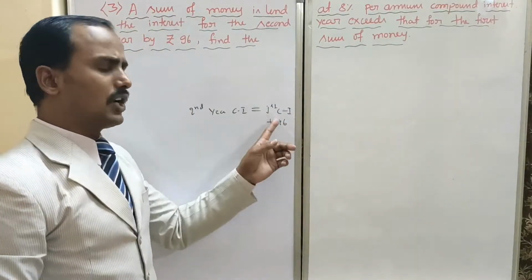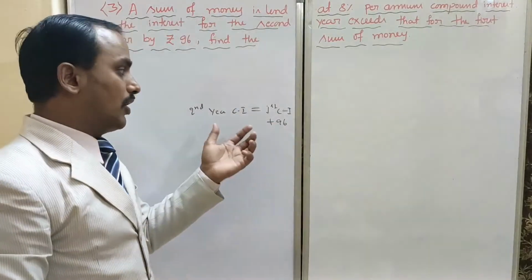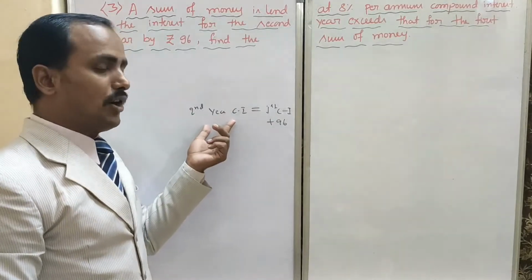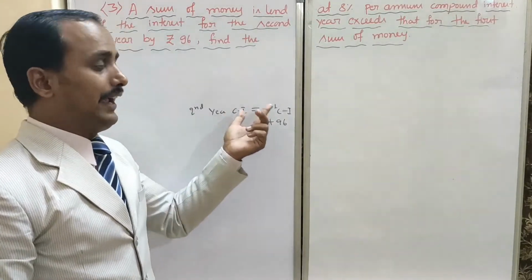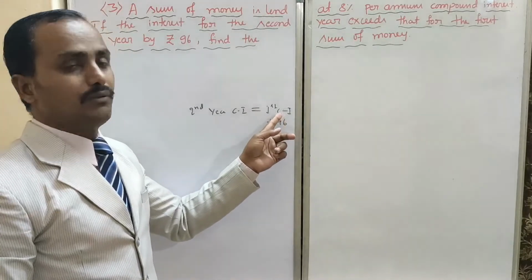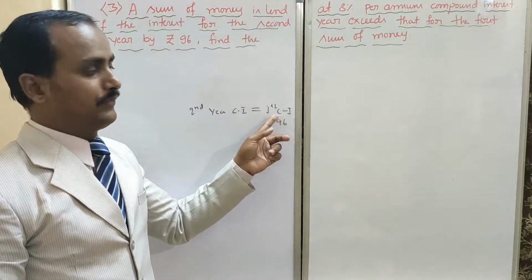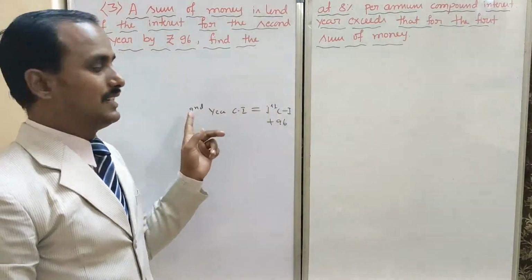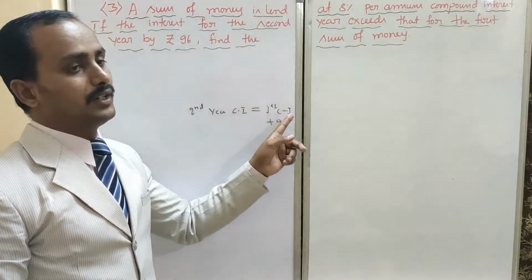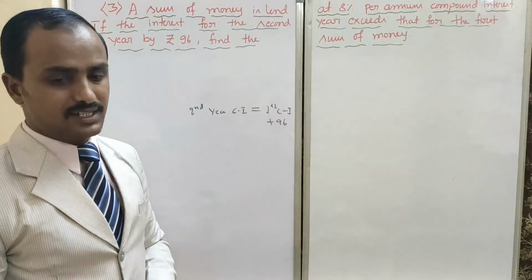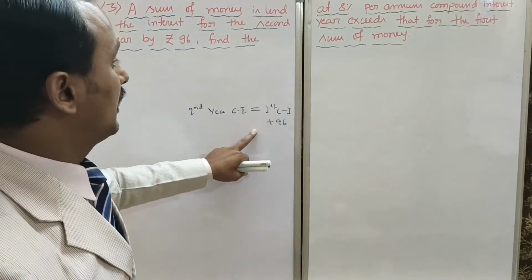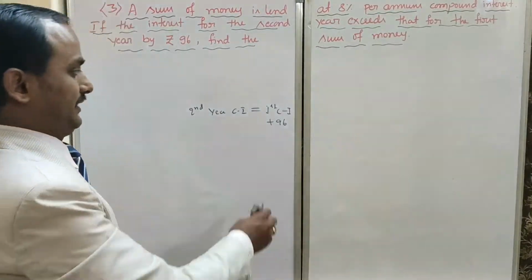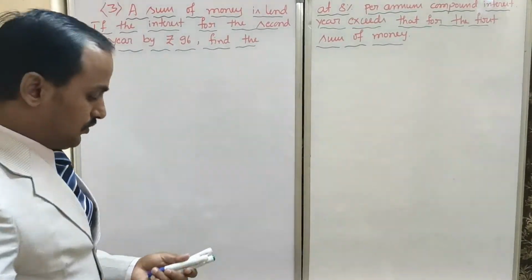You know that the first year compound interest will come less. Then the second year compound interest will come more. You know that. Understanding? Then the second year compound interest exceeds the first year by 96, which means the second year compound interest is equal to the first year compound interest plus 96 rupees. Understanding, dear children? See, by using this data and the rate of interest, I am finding how much sum amount was lent. Okay, coming to the solution part.